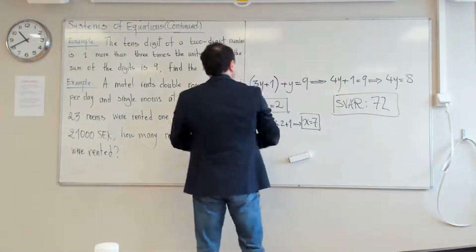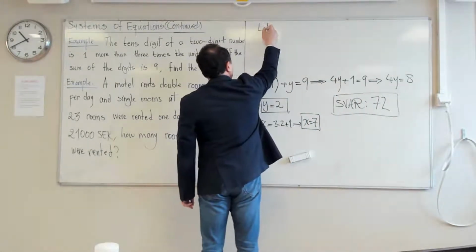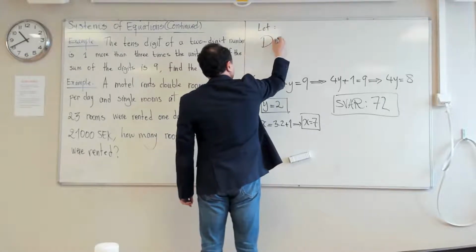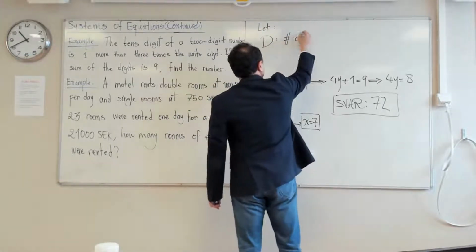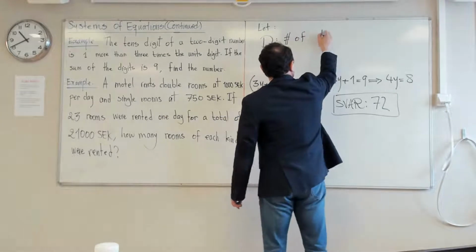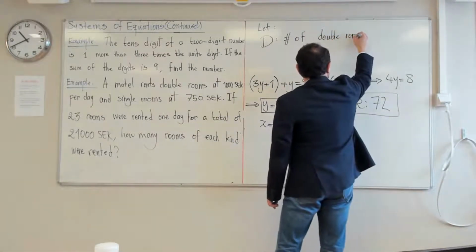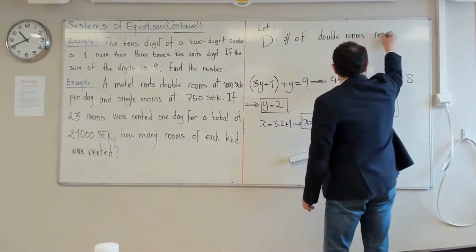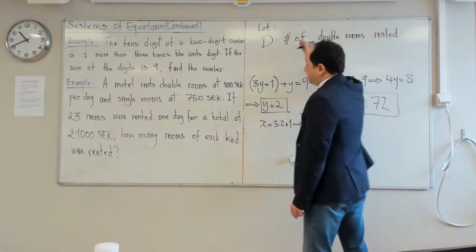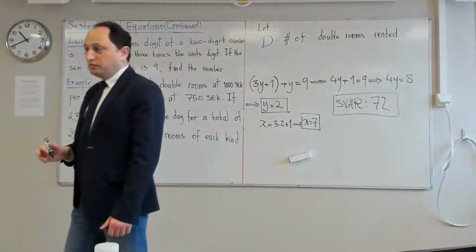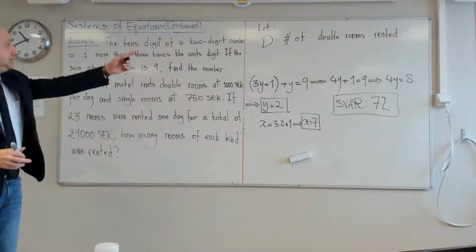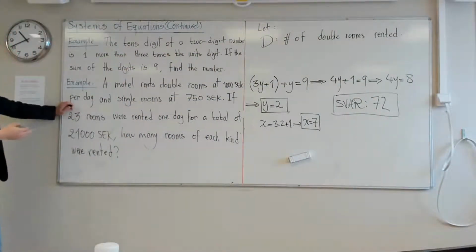So I would say let D be the number of double rooms rented. By the way, you should write in principle these things for me, because capital D, do you see any track of capital D in the problem? No. I am bringing it in.